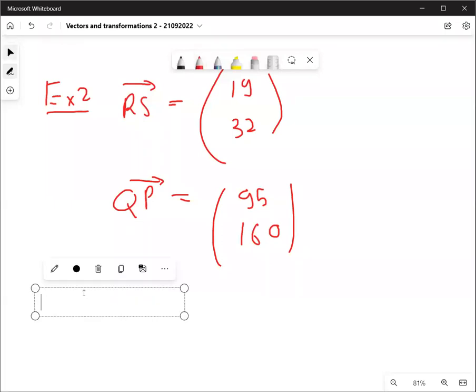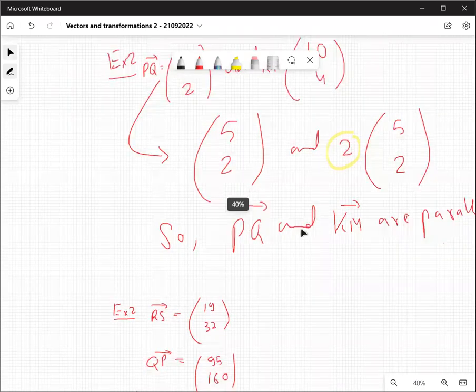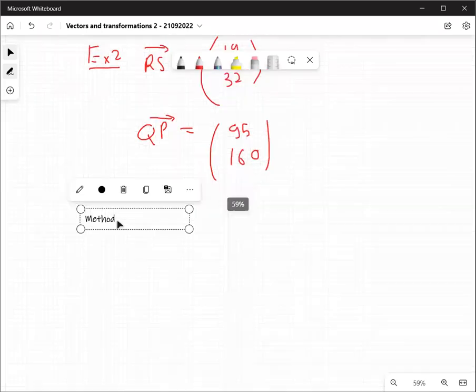So we first need to divide 95 by 19 and 160 by 32, right? And if they are equal, if you divide both of them, they are parallel. Is this a new question? Yeah, it's a new question. I'm giving you the method. Don't solve it right now. I'm solving this for you. Method. Now you're not going to use this method in the exam. That's not allowed. We're using a proper method for vectors.